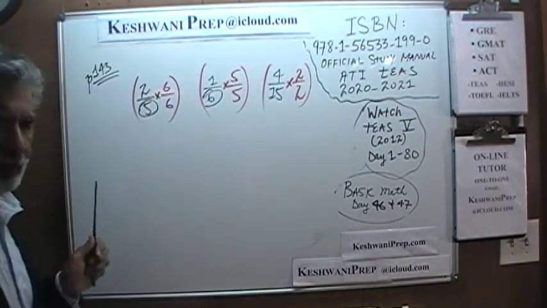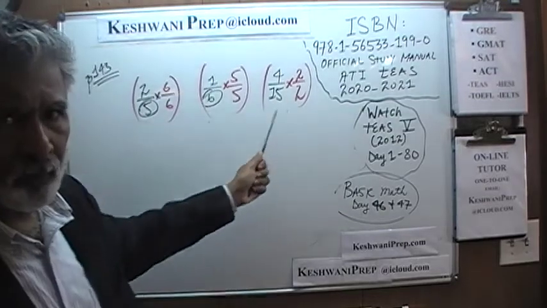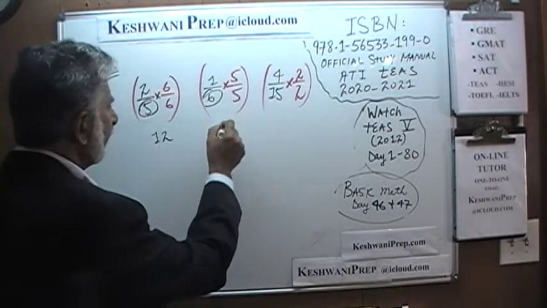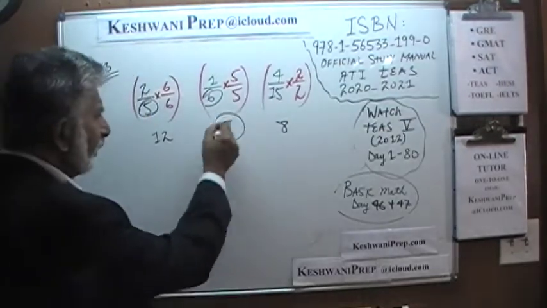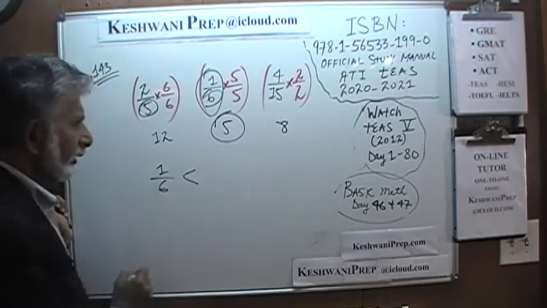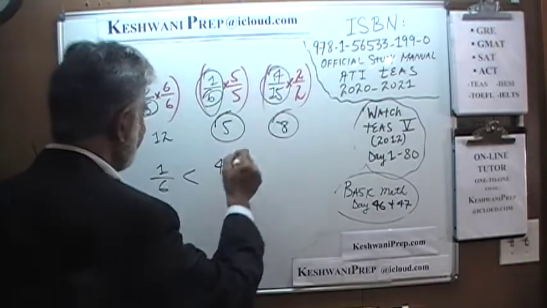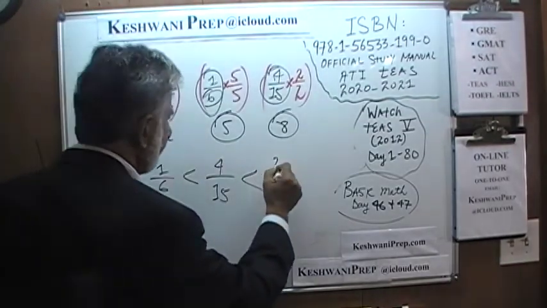Now we can arrange them in order very easily. Since the bottom is the same, we no longer have to pay attention to what the bottom is. This is going to be 12, this is going to be 5, and that's going to be 8. There you go. So this is the smallest one, which means this guy, 1/6, is the smallest one. Then comes 1/8, which was 4/5, which came from 4/15. And then comes 5/2. Voila.